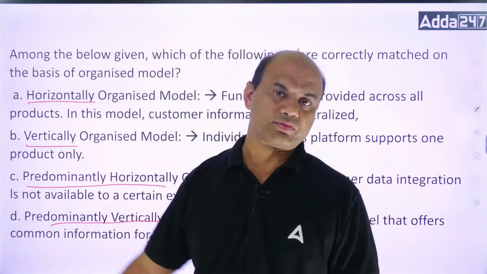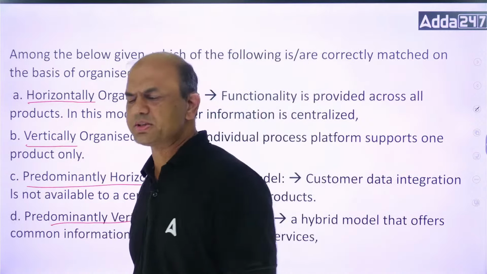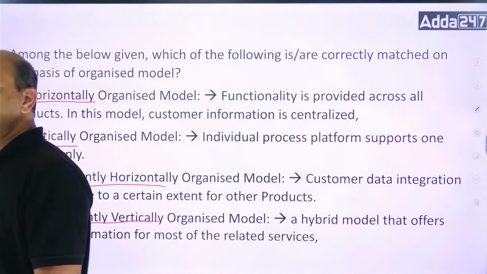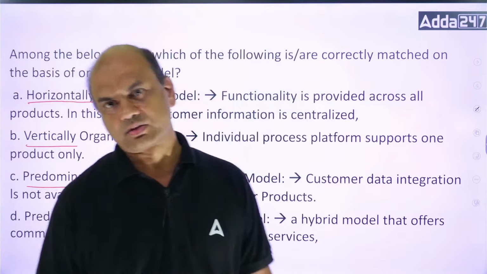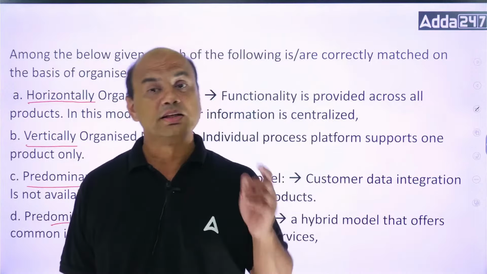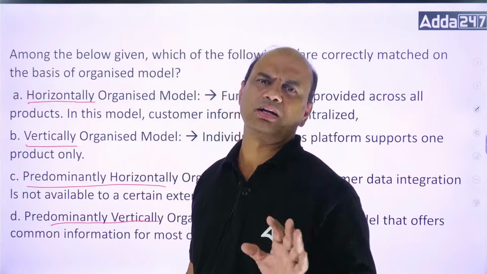Vertically is the opposite. Vertically means the data is common. Home loan data, personal loan data, credit card and savings account all share data with each other. All the departments share the data, in a common database. This database is known as customer wise. This is very important and this is the best.